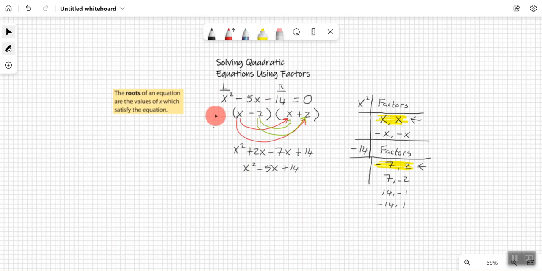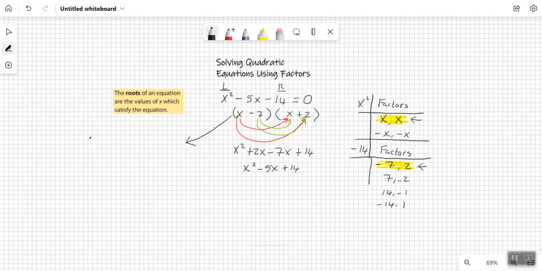So what does that mean? It means that if I take these and divide them into this expression, they will divide in evenly. And then when I multiply them by each other, it gives me the expression. So now we know we have identified the factor pairs. Now what we want to do is take these factor pairs and use them to find out what the x values are. So what does x actually equal to? And what we're doing is we're using these factors to find out the roots. Okay, and the roots just means the values of x that will satisfy this expression here.